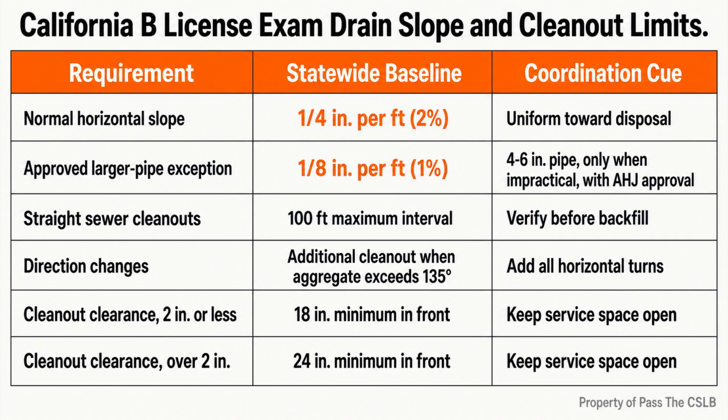Access clearance depends on pipe size. A cleanout serving piping 2 inches or less needs at least 18 inches of clearance in front. A cleanout serving piping larger than 2 inches needs at least 24 inches. The difference is only 6 inches, but it can decide whether a drain machine or service cable can be positioned and fed into the line.